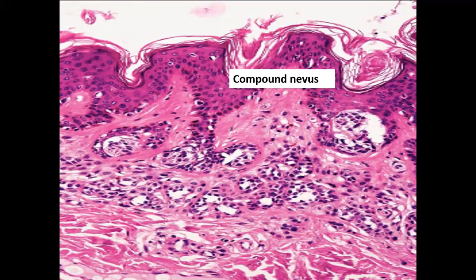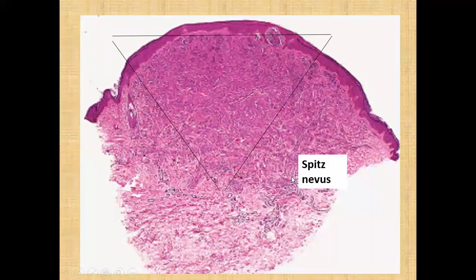Compound nevus. Compound nevus is a variety of benign melanocytic nevus in which we encounter the junctional activity as well as the intradermal nests of benign melanocytes. So compound nevus is a combination of junctional nevus and intradermal nevus.